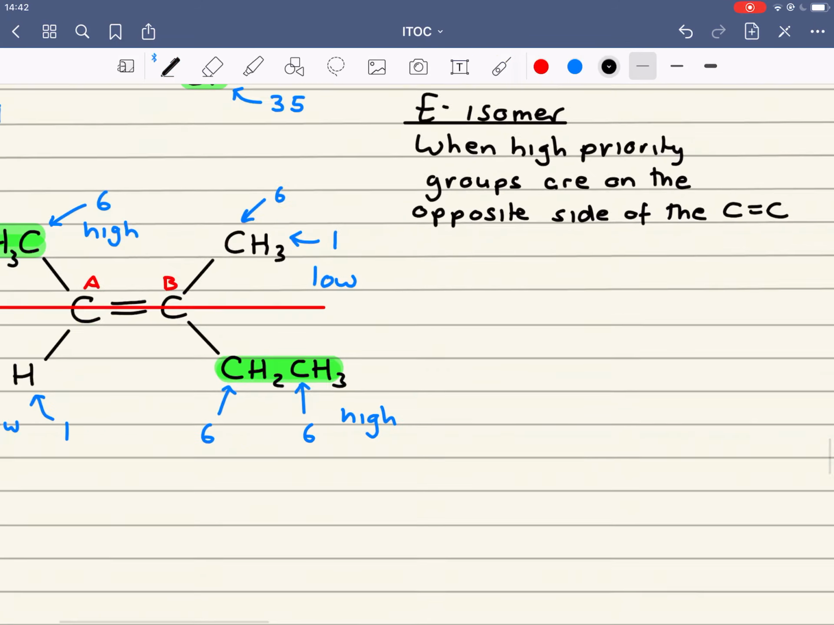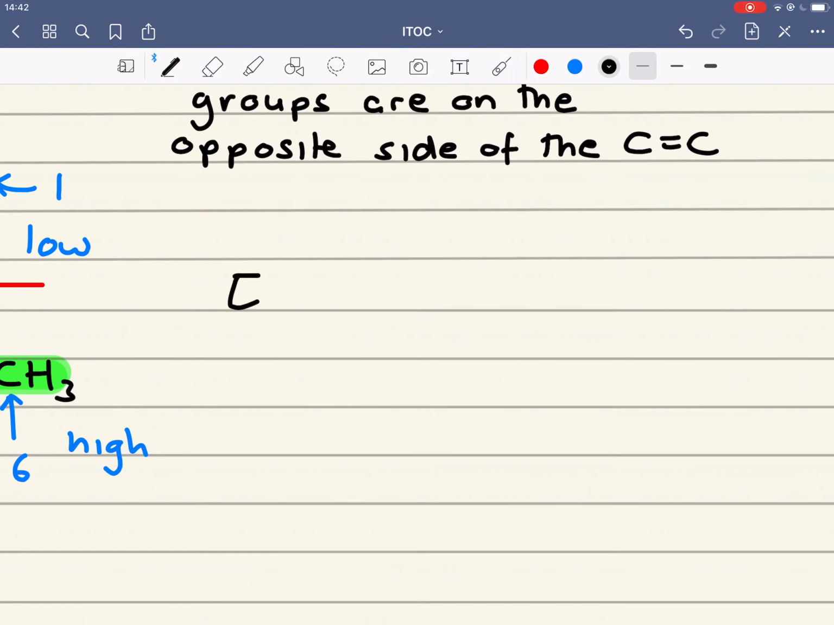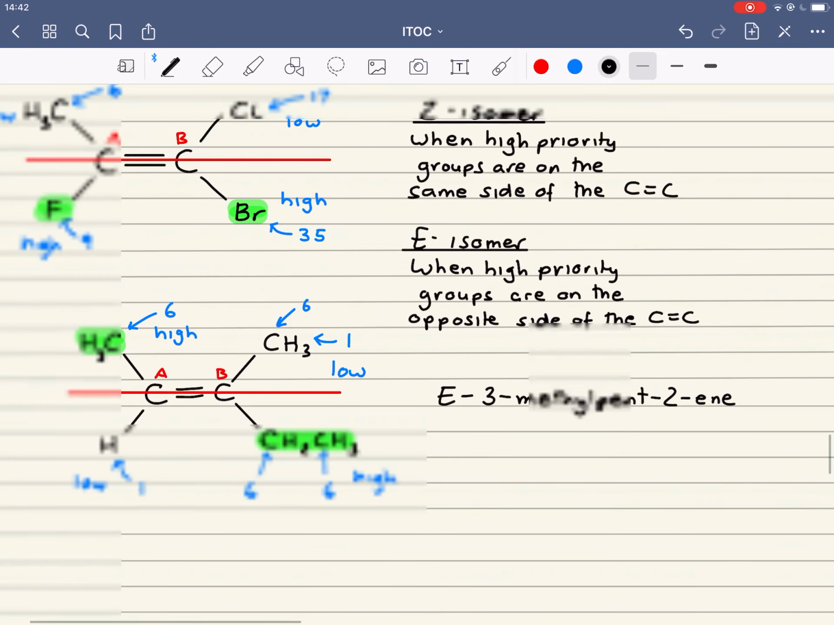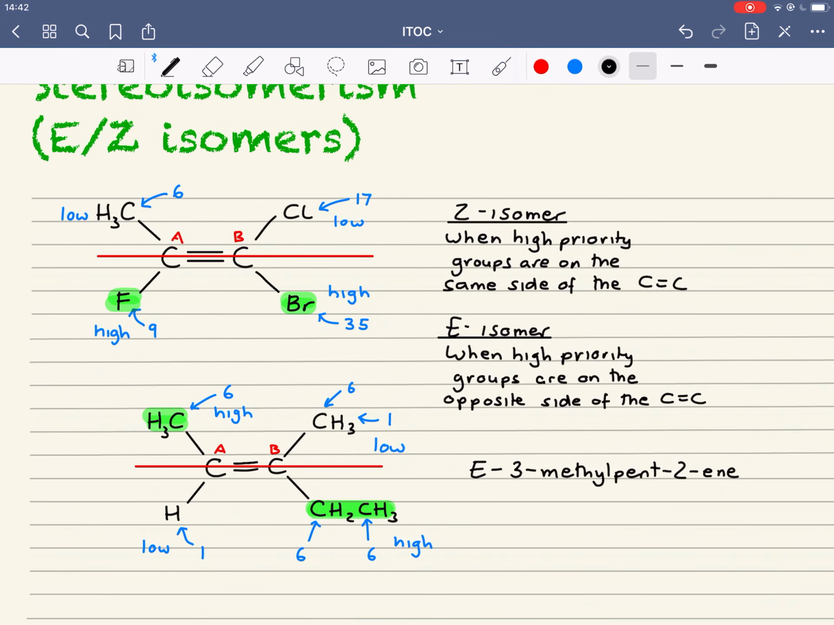So this molecule here then we can label as E-3-methylpent-2-ene. So they are the Cahn-Ingold-Prelog rules for assigning whether an isomer is an E isomer or the Z isomer.